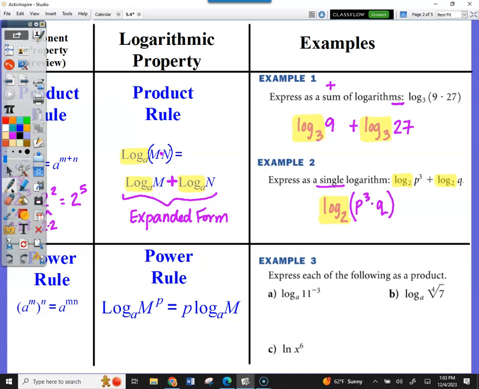Okay, that's the product rule. That is taking a log base something, 2 things multiplied together, and expanding it out as addition. Now we're going to look at the power rule. The power rule, going back to the exponents, if you have a base and a power, to a power, then the rule in the exponents properties is that you multiply the exponents.